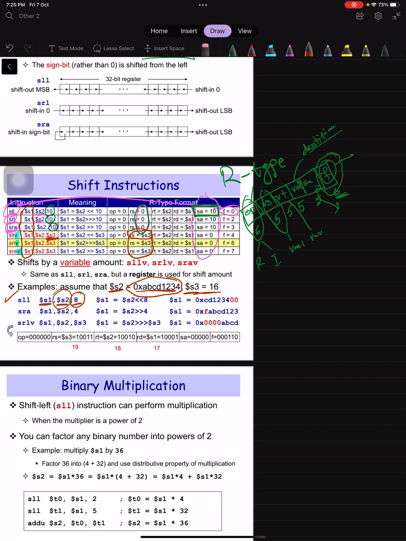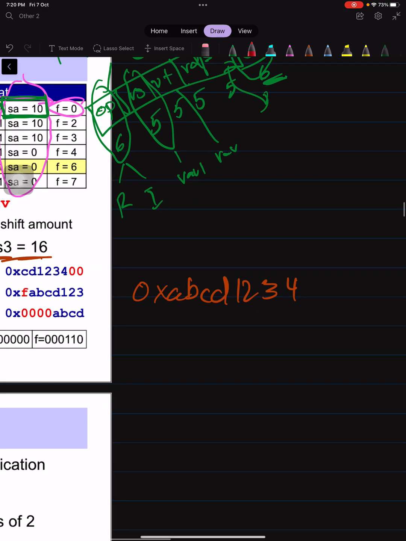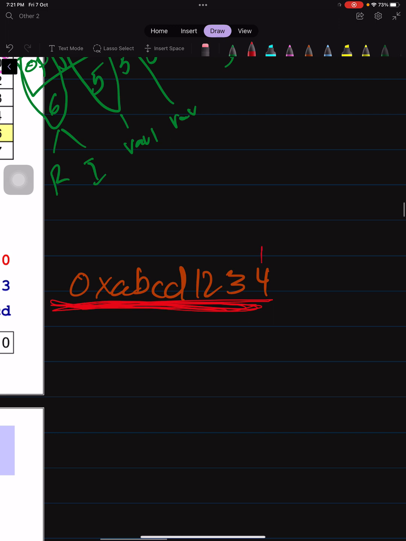So what is this one actually? S2 is actually 0xABCD1234, isn't it? Let's shift it left by 8. When we say by 8 bits, we need to convert. We said by 8 bits, what does it mean? Because this is hexadecimal, as we said already, hexadecimal means each one of these digits is 4 bits, isn't it? This is 4 bits, this is 4 bits, this is 4 bits.